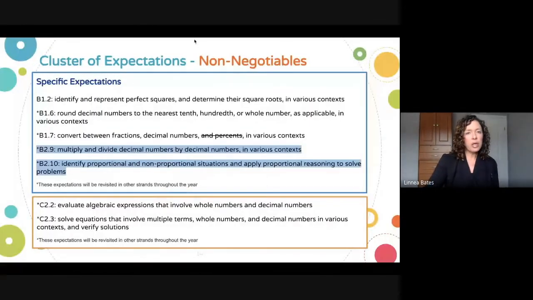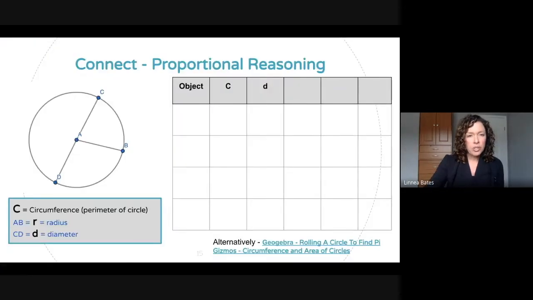Okay, now looking back at our cluster of expectations again, another set of number expectations have to do with proportional reasoning. So we're going to look at how you might delve into that as well. With our grade 7s and our grade 8s, they probably are not familiar with anything that has to do with a circle at this point.